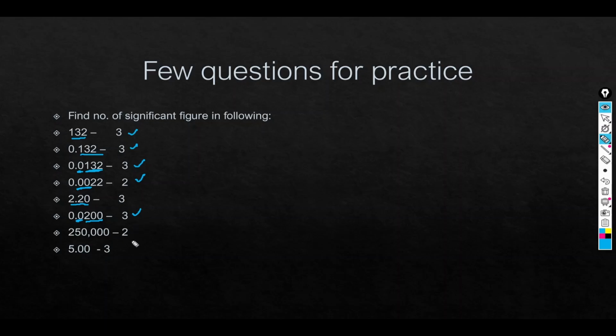Good. Now this one is important. So look to this number. You will think it will have 6, but it's not because there is no decimal point. So these zeros will not be considered as significant. Only 2 non-zero numbers will be considered. Why? Because if you write this thing in scientific notation, then we'll come to know it is only 2 significant figures. Now move on to the next example. This will have 3 significant figures.